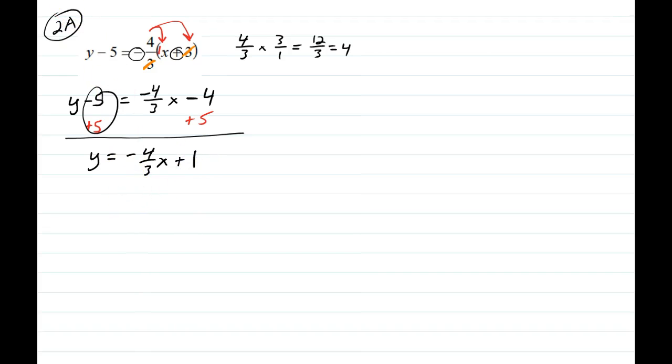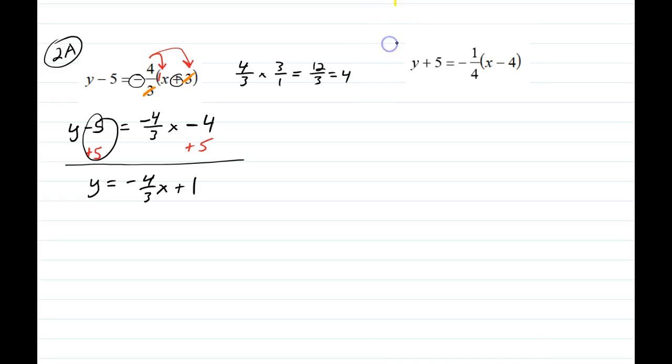Alright, 2B. You're going to try on your own. Same thing, distribute, and then move the 5 over. So pause the video and try it on your own.